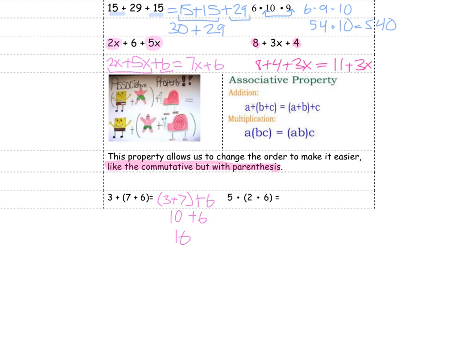So let's do that with the multiplication. Let's move the parentheses here and here. So we'll rewrite that as 5 times 2, parentheses, times 6. So 5 times 2 is 10, times 6. 10 times 6 is 60. These properties are really nice when you are trying to create 5s or 10s.